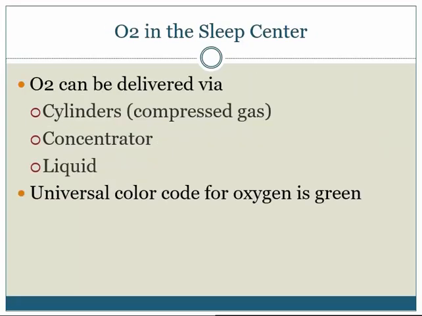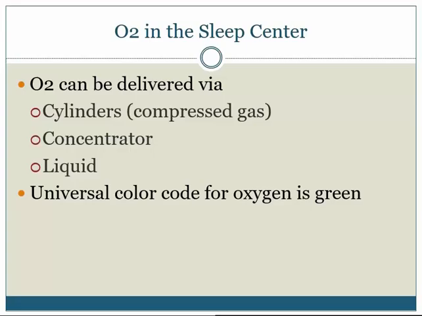There's different mechanisms for how supplemental oxygen can be delivered in the sleep lab. Sometimes you'll see it delivered via cylinders. Oftentimes you'll see it with a concentrator. It might also be liquid, where it's piped in through the walls, so you just have the wall outlet that you're using. But just know the universal color code for oxygen is green. So when you look at the wall flow meters, or if you're looking at the tank, they'll have a green band on them, or they'll be green in some way. Room air is yellow, but green, that's what you need to remember.